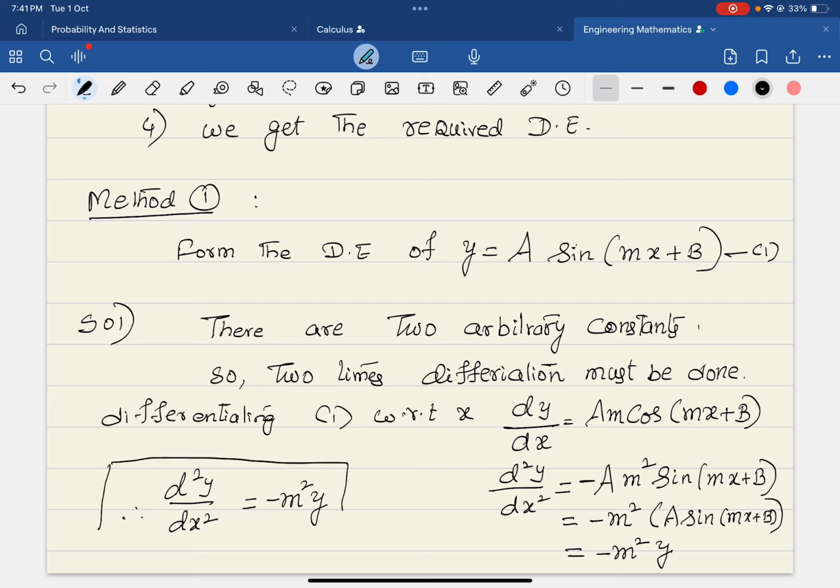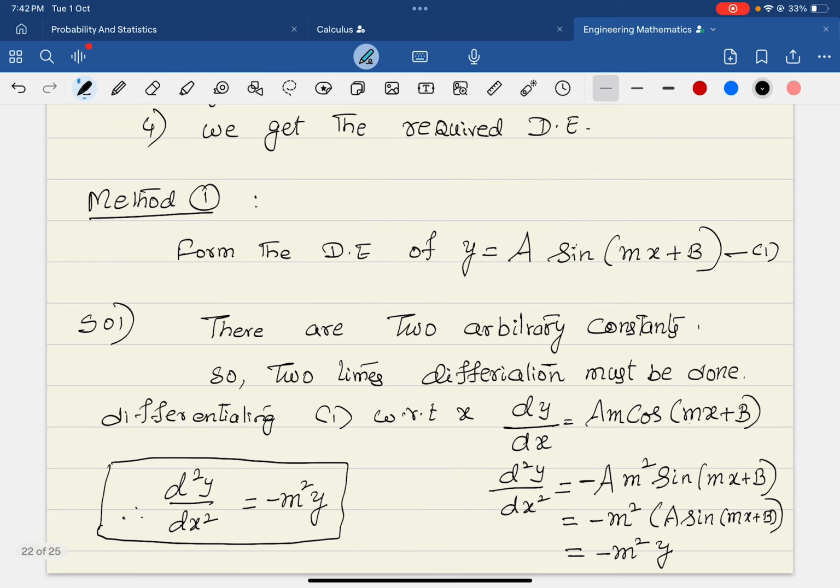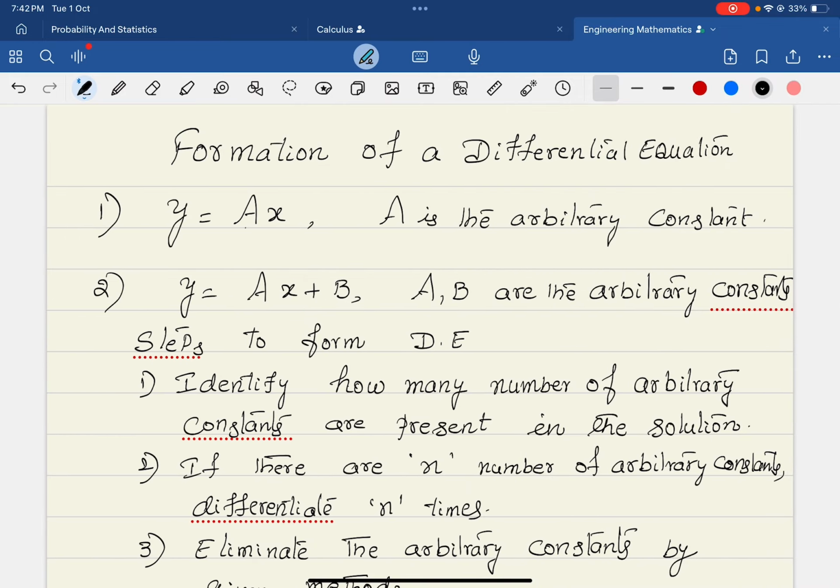Observe that there is no arbitrary constants here. We have eliminated the arbitrary constants by differentiating 2 times, and we got this. And in this equation you are not supposed to see any arbitrary constants. So this is what the first problem. I hope you could understand. Now let us now solve the next problem.